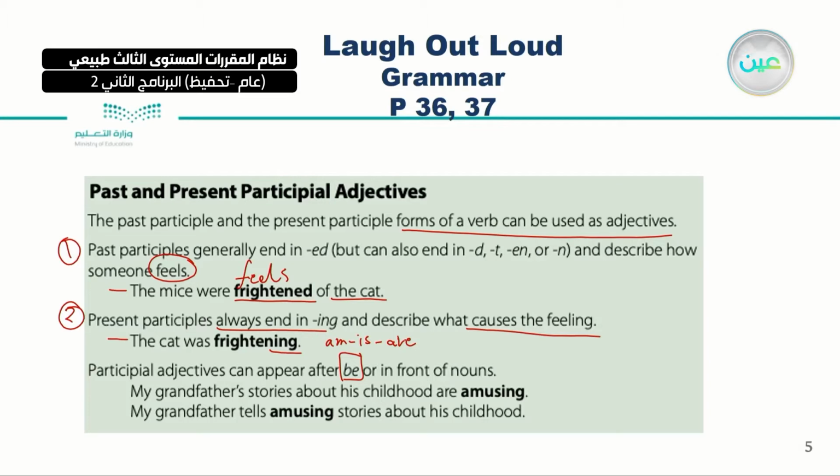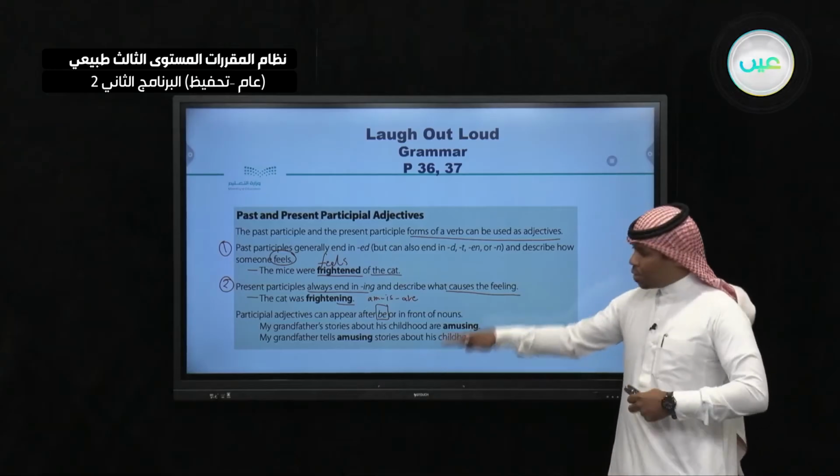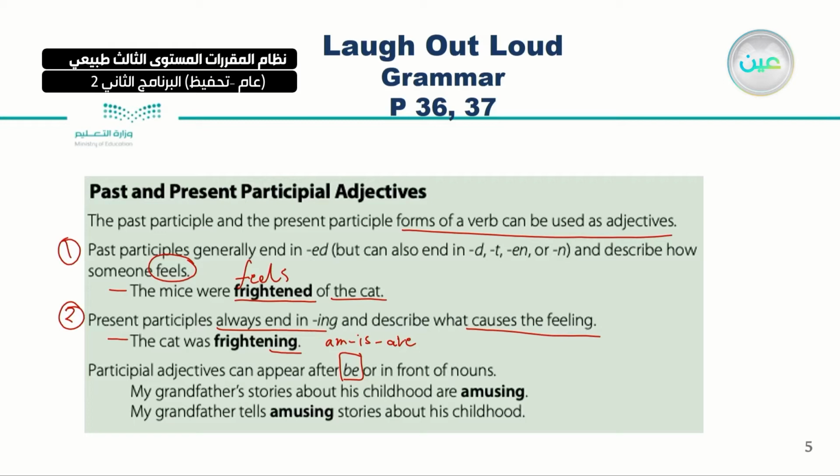My grandfather's stories about his childhood are amusing. So what caused this feeling? The grandfather's stories. So amusing here is talking about causes. My grandfather tells amusing stories about his childhood. So if you now concentrate on these two sentences, you'll find that my grandfather tells amusing stories and my grandfather's stories about his childhood are amusing.